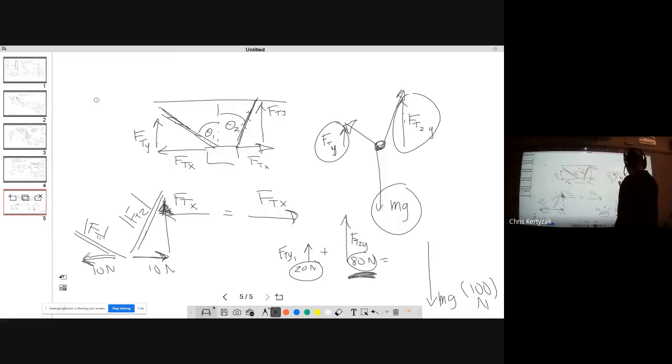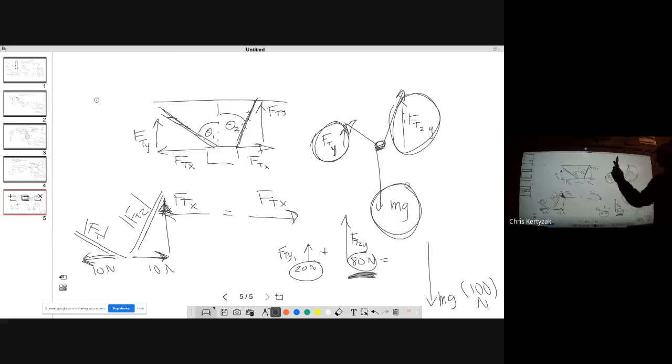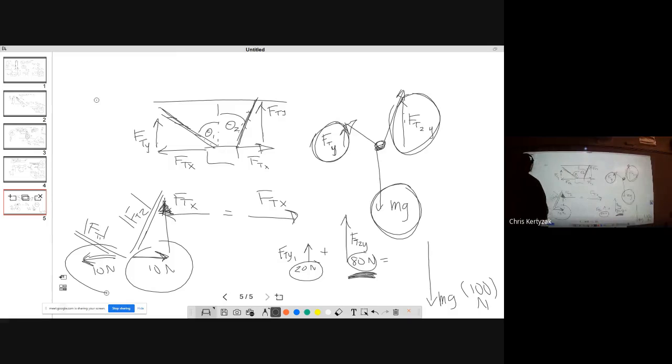The idea that the upward force component of one plus the upward force component of the other is equal to the total downward force, because that's a static equilibrium idea. All upward forces have to equal all downward forces. All rightward forces have to equal all leftward forces. It's a static equilibrium idea.